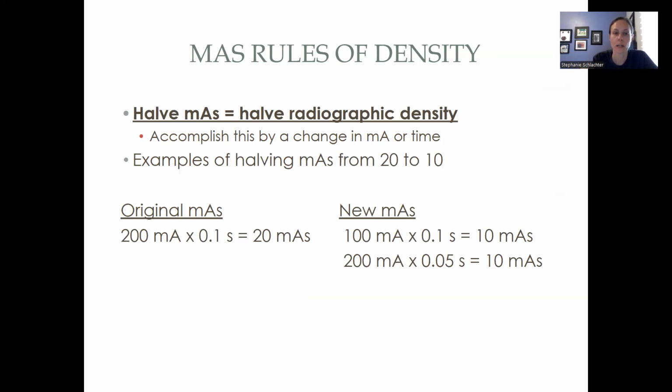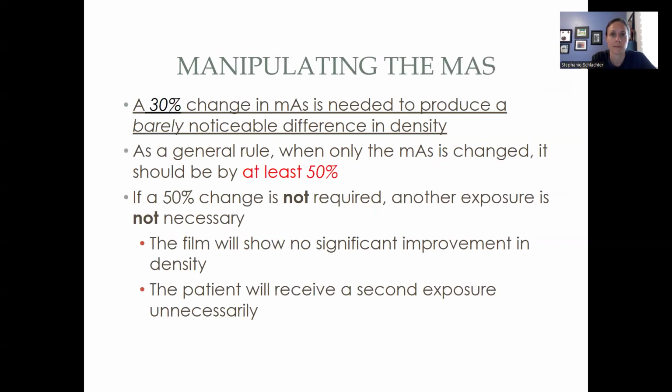So again, we can take this original equation. If we have a setting of 200 MA and 0.1 seconds, that gives us a setting of 20 MAS. And we can either cut our MA in half to 100, or we can cut our seconds in half to 0.05. Each of those will then ultimately give us 10 MAS.